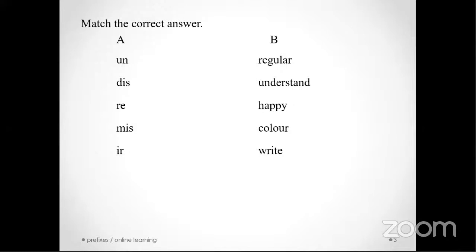And I think you have finished the activity. Thank you very much for your answers, for your responses. Very good. Let's go to the answers now. The first group of letters is un, so we can match it with the word happy. So the first answer is unhappy.